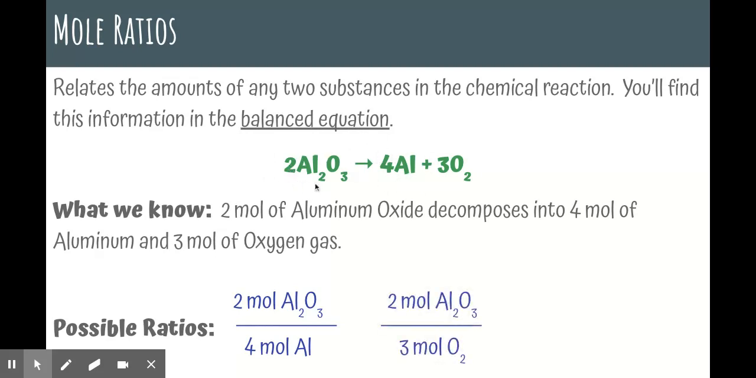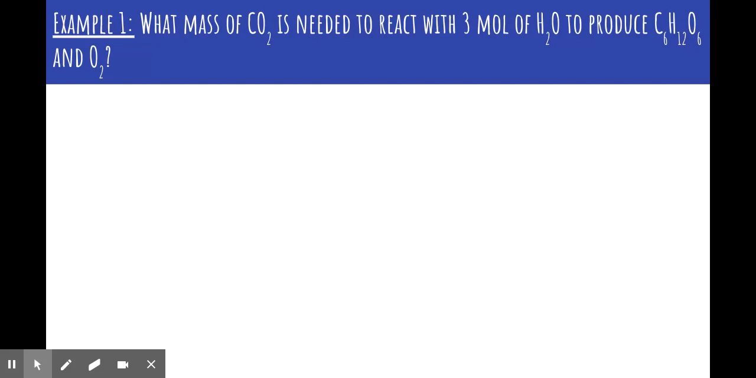You could also say that 2 moles of aluminum oxide is going to yield 3 moles of oxygen. And then you also can use this ratio, that 4 moles of aluminum would be necessary with 3 moles of oxygen. So 9 times out of 10, you're going to be comparing your reactants to a product that's going to be given. So an example of this, and this is the best way to learn these, is just by doing them.